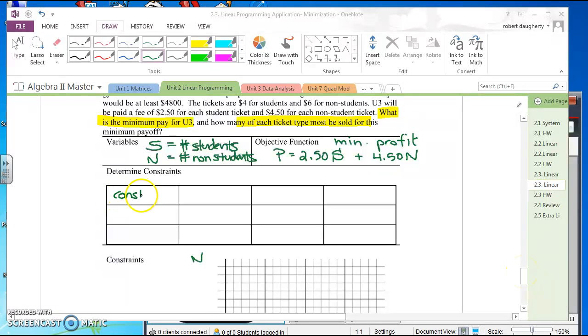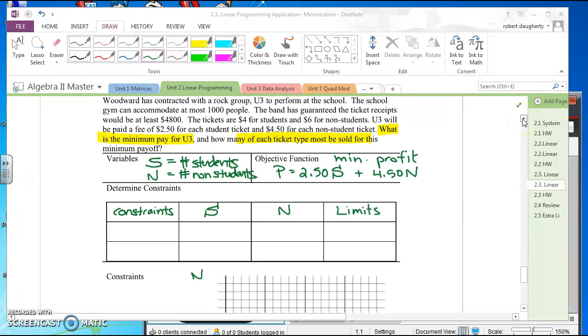I've got broad categories of constraints. I have S, and I have N, and then I have some kind of limits. So if I read the problem for what kind of limits I have, the gym can accommodate at most 1,000 people. So I can have no more than 1,000 people in the gym. How does that relate to S and N? That would be the number of students plus the number of non-students. So the number of student tickets plus the number of non-student tickets, that's 1,000. So this relates to my capacity.